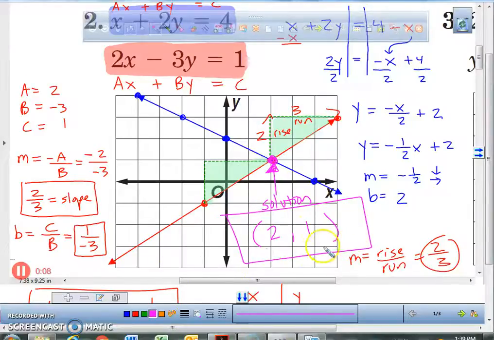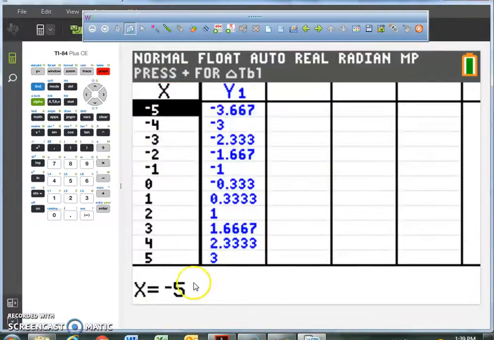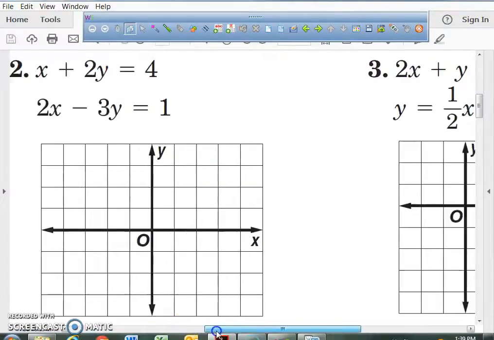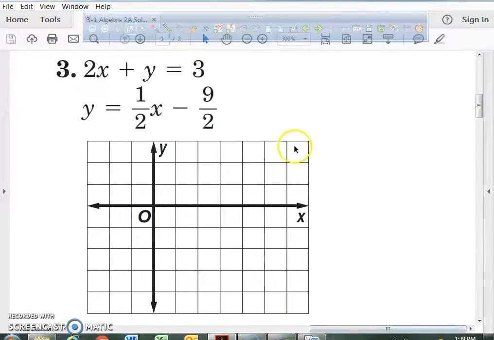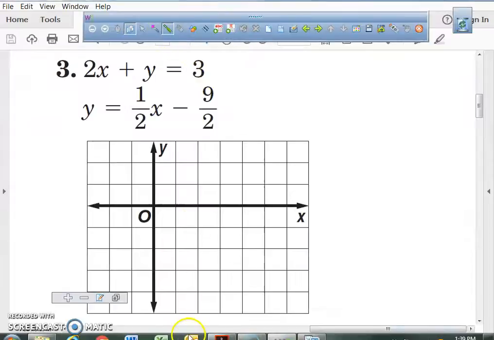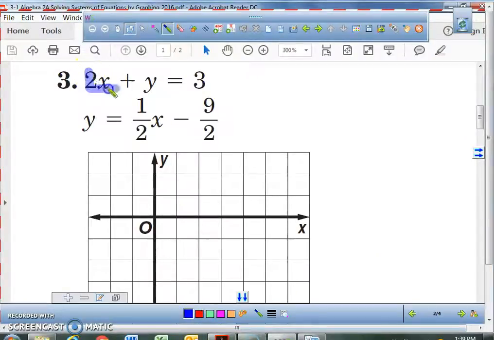Next one we're going to do a little bit faster. All right, on to problem number 3. We have about 5 minutes left on the video. So right here, I'm going to highlight the 2 problems. This one I'm going to put in blue.